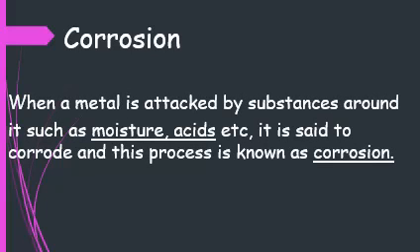First effect we are going to study is corrosion. What is corrosion? When a metal is attacked by substances around it, such as moisture, acids, etc., it is said to corrode, and this process is known as corrosion. So this is nothing but a chemical reaction of a metal with moisture, acids, etc. And this corrosion takes place in the presence of oxygen.